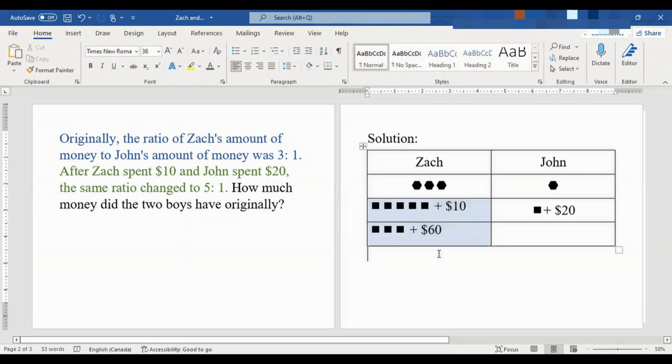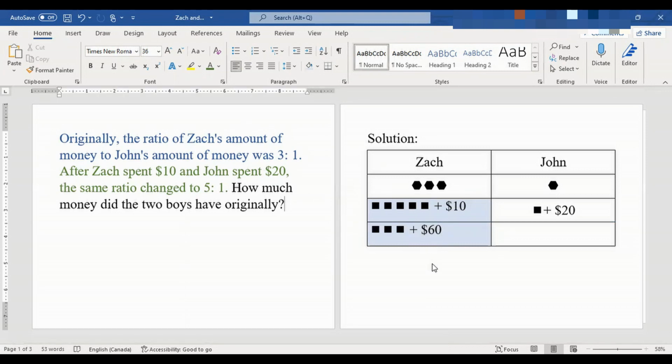Right, now we can see it better. So we said before that all of the representations show their original amount of money. So both blue representations show Zach's original amount of money. And since the amounts are equal, if we were to take away the same thing from each of them, they're still equal, right? If we take away 3 squares from each, we're left with 2 squares and $10, and $60. And since that's equal, we know that $60 is 2 squares plus $10.